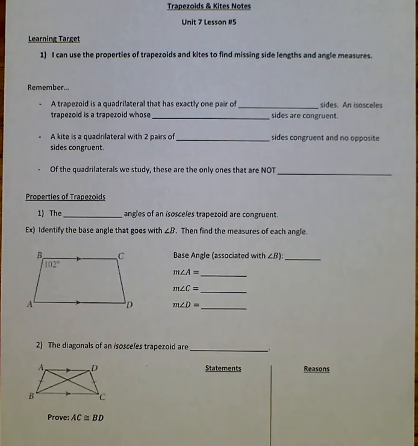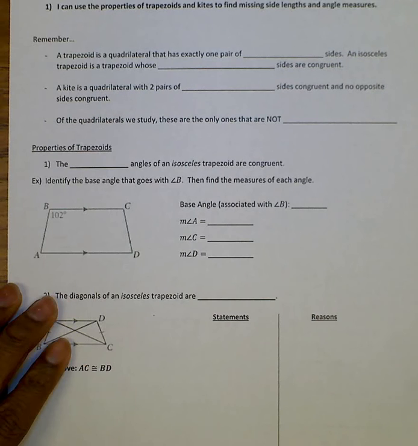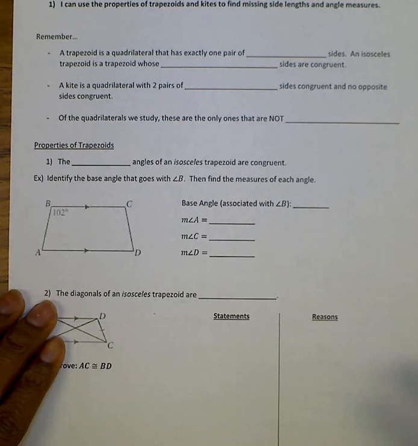Today we're going to talk about trapezoids and kites. At the end of this video, you should be able to use the properties of trapezoids and kites to find missing side lengths and angle measures. Okay, so remember this from our original quadrilateral lesson, just the definition of trapezoids and kites.